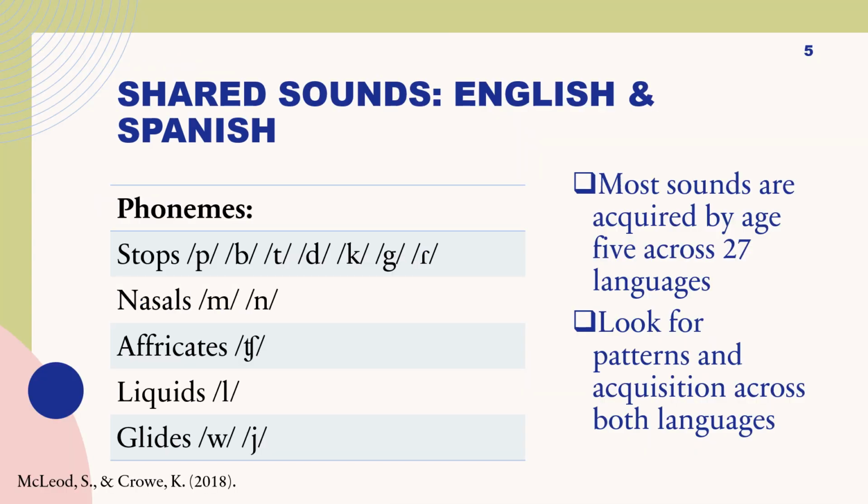Okay, so when we talk about what our shared sounds are, what are going to be our shared targets in English and in Spanish? Well, we already know that most of our sounds are acquired by age 5, and this happens across 27 different languages.